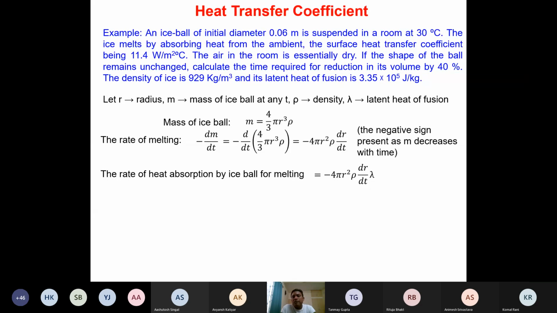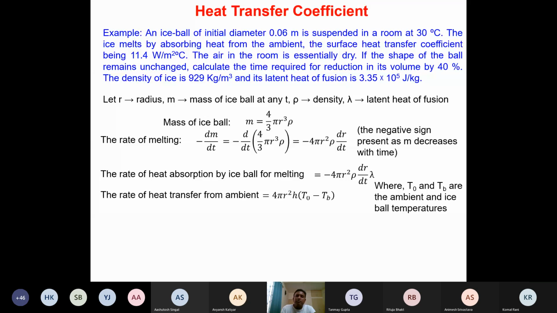And similarly, the amount of energy transferred from the ambient to the ice ball. The rate of heat transfer from the ambient to the ice ball can be obtained as hA delta T. Remember, A in this case is going to be 4 pi r square. That is nothing but the area of the ice ball. h is going to be the heat transfer coefficient, and delta T in this case is T naught minus T_b, where T naught and T_b are the ambient and the ice ball temperatures.